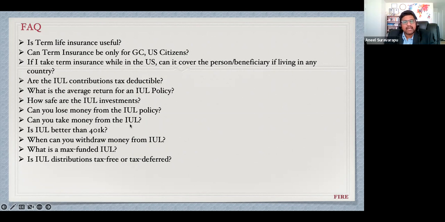So when there is a cash value from the policy, you can take the money in multiple ways, maybe the loans or maybe withdrawals.